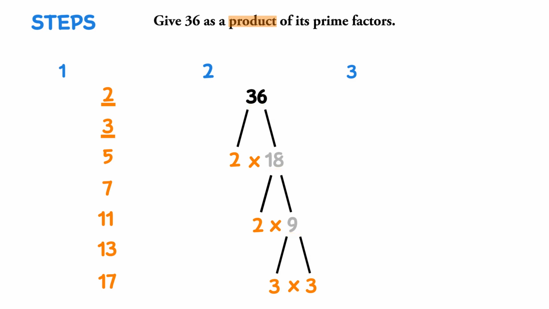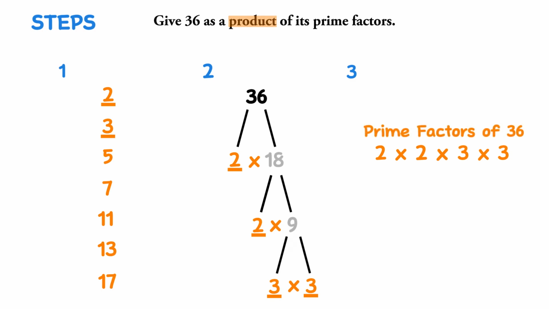The next step to do now is to list our prime factors. It wouldn't be 18 or 9 as they aren't prime numbers. The rule of thumb is to circle the numbers that are only prime, which we see here to be 2, 2, 3, and 3, which becomes 2 times 2 times 3 times 3. As remember, we are giving 36 as a product of its prime factors, where product means to multiply.